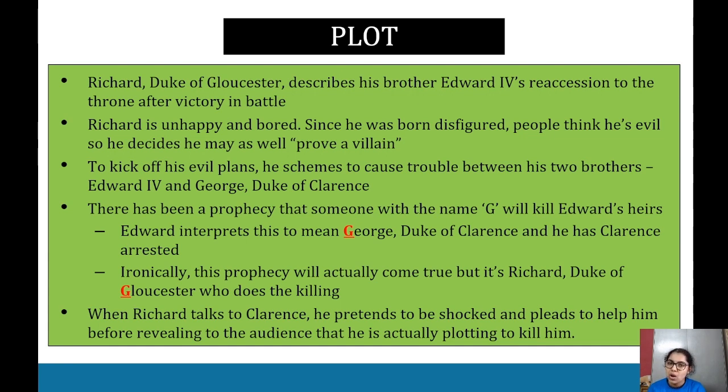Okay, now back to Richard III. When Richard talks to Clarence, he pretends to be shocked. He goes, oh God, brother, very brotherly, he feels shocked. And Clarence pleads for help, and Richard pretends to help him before revealing to the audience that he's actually going to kill him. Now, obviously, you read this from the play, it's there, right? It's there, and you read it.